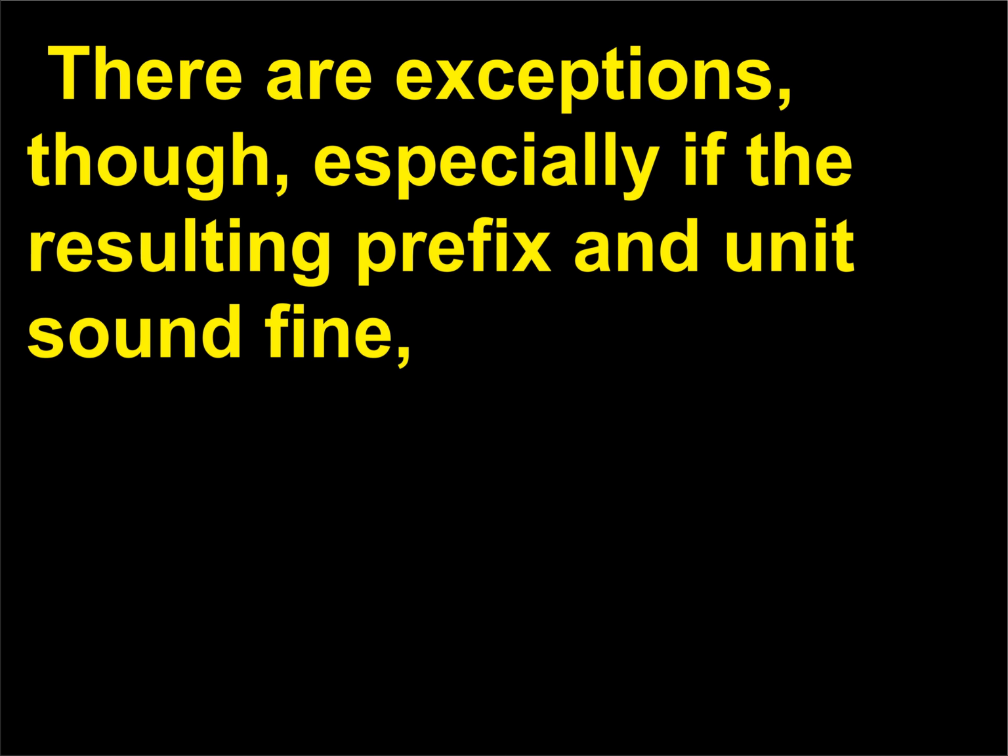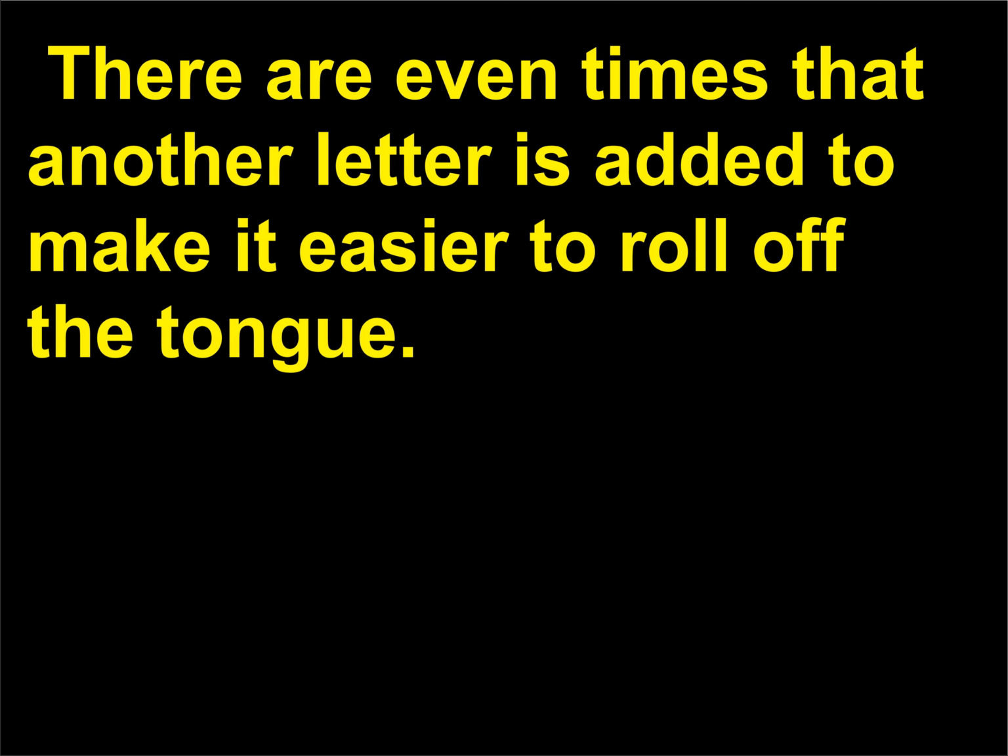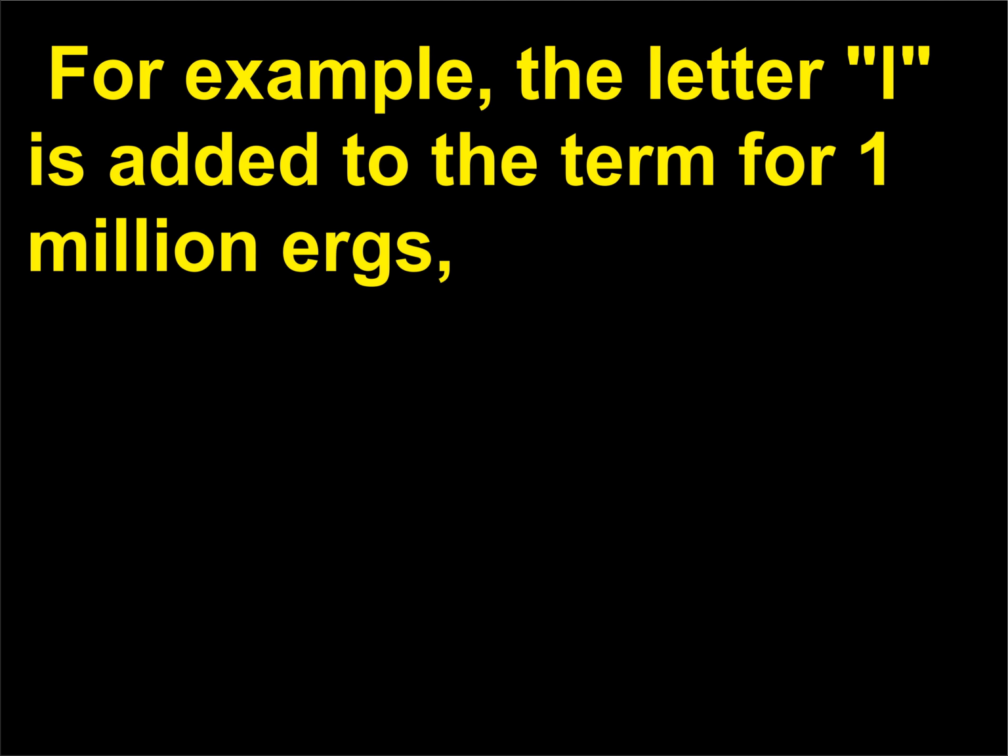There are exceptions, though, especially if the resulting prefix and unit sound fine, such as a milliampere. There are even times that another letter is added to make it easier to roll off the tongue. For example, the letter L is added to the term for 1 million ergs, making it a megalerg, not a megaerg or megerg.